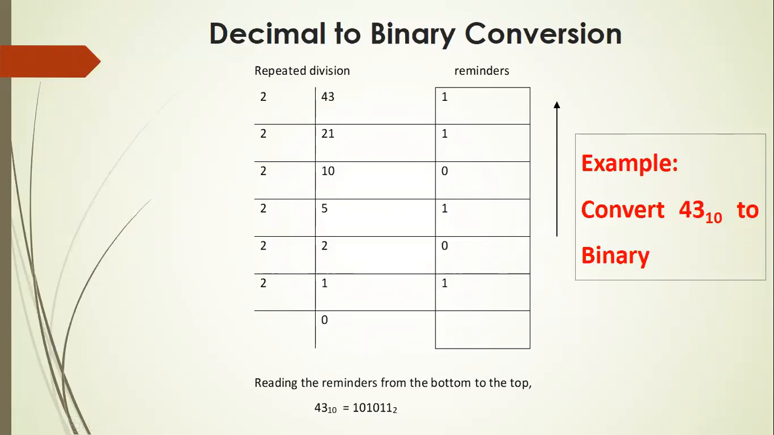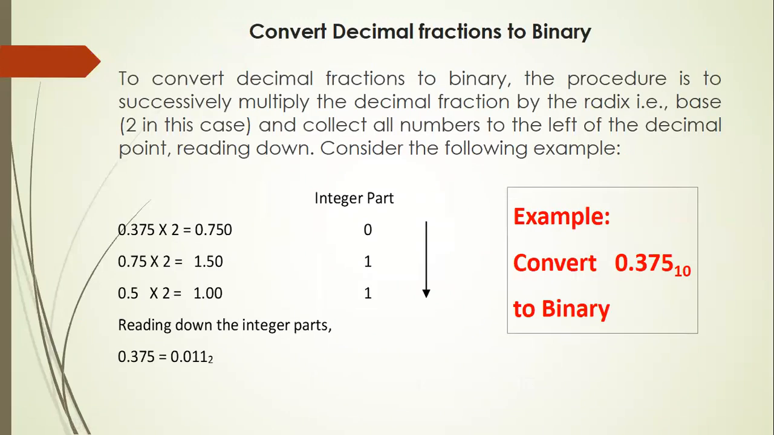So it's not difficult. But again, to convert decimal fractions to binary, the procedure is to successively multiply the decimal fraction by the radix or base. In my previous video, I told you that the base is also called the radix. And in the case of binary, the base is 2. Then collect all the numbers to the left of the decimal point, reading down. Consider the following example. I've taken the example 0.375, which I want to convert to binary.